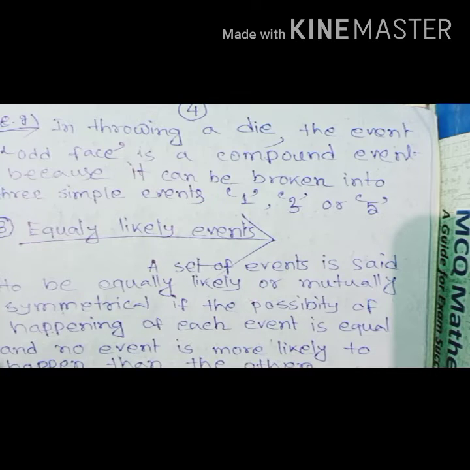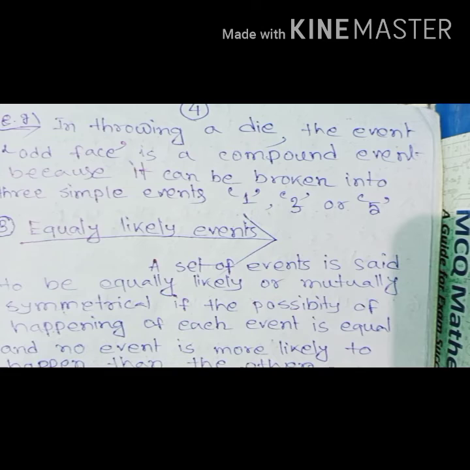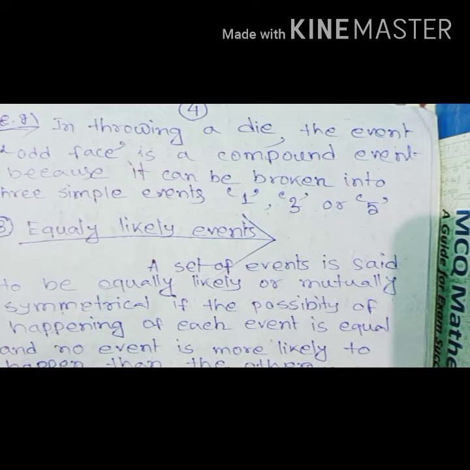Example is provided there that in case of throwing a die, when you are getting an odd outcome, this is also an event. You could have an odd face or you could have an even face also. From 1 to 6 you could have odd faces and even faces. If you are getting an odd face, then it can be divided or decomposed into another part.